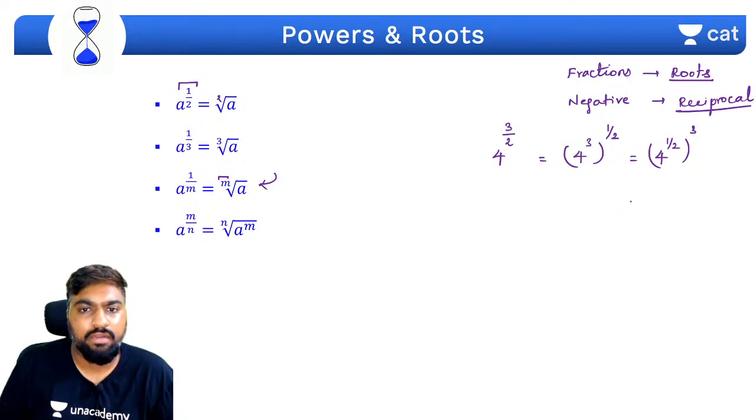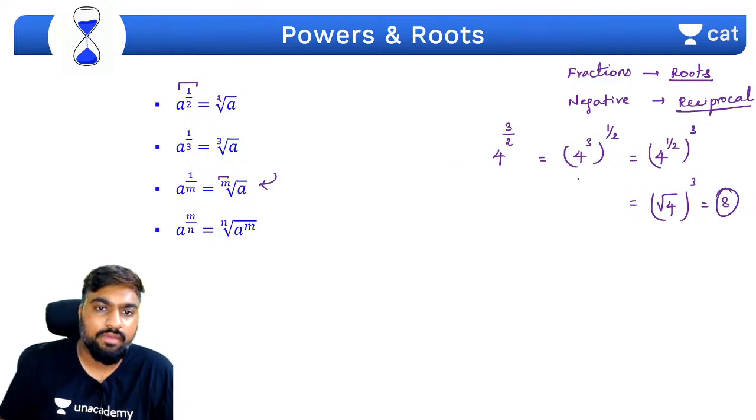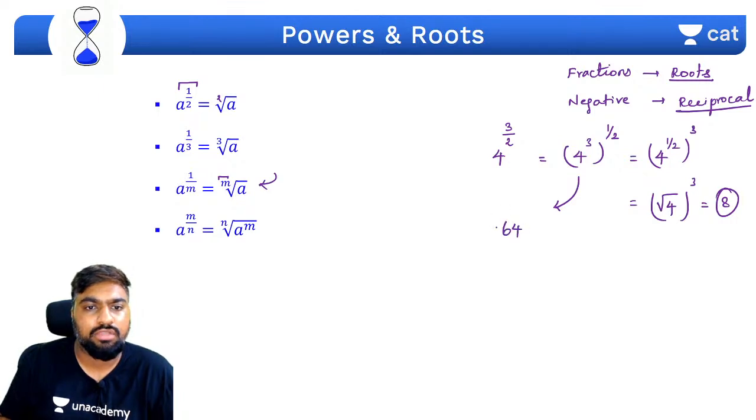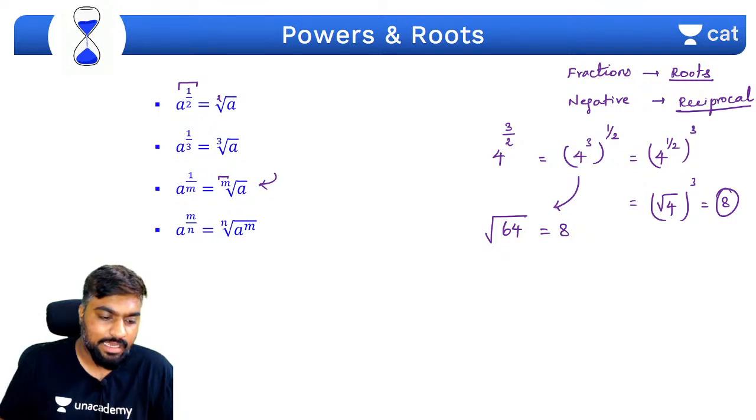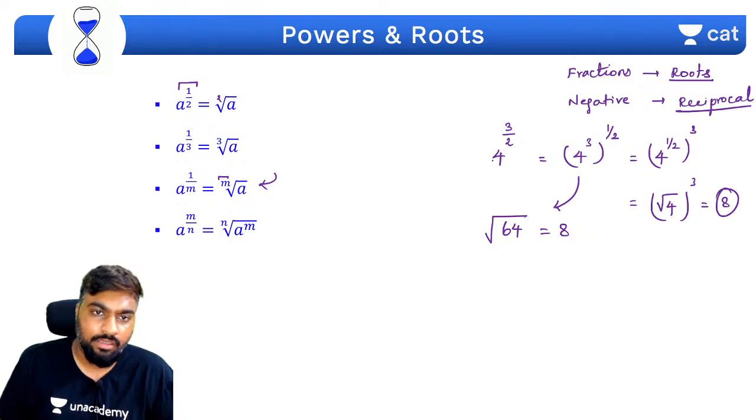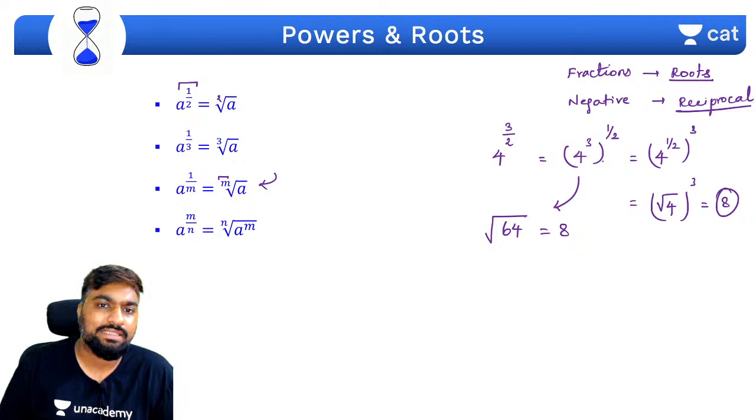4 to the power 1 by 2 is nothing but square root of 4. Whole cube of this is going to be what? 8. Even if you write it like this, 4 cube is 64. 64 to the power 1 by 2 is square root of 64, which is again 8. They are one and the same. 4 to the power 3 by 2 is the same as 4 cube to the power 1 by 2 or 4 to the power 1 by 2 whole cube.